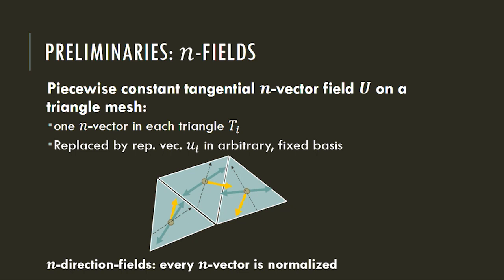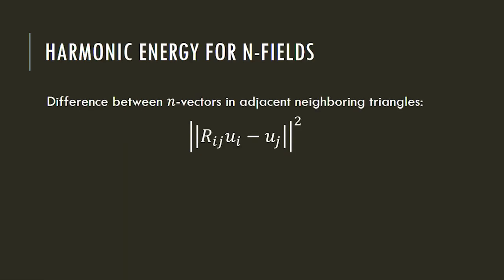One more vocabulary is that we call n fields that exhibit a unit norm constraint in every point, so that are normalized in every point, n direction fields. So they are a very important subclass of these n fields.